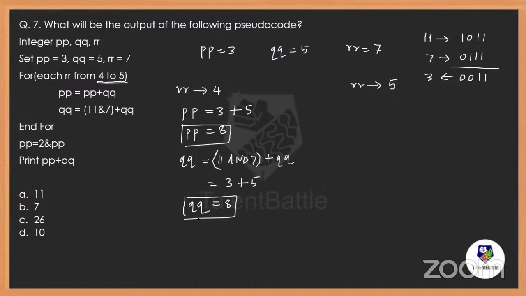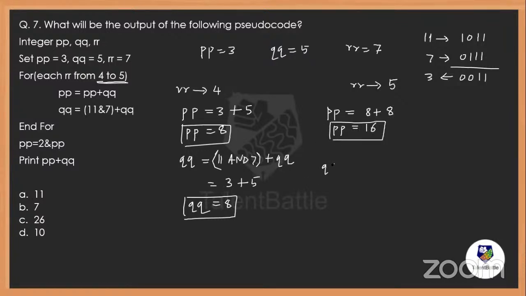This is the end of the first iteration. Again, perform the second iteration. Again, pp equals the current value of pp, that is 8, plus the latest value of qq, which is 8. That will give me 16. So my pp will become 16.